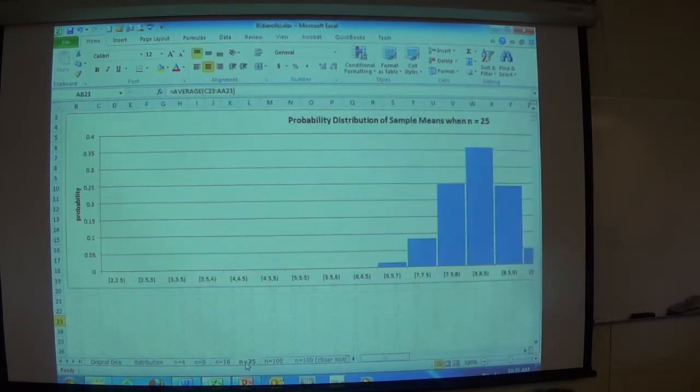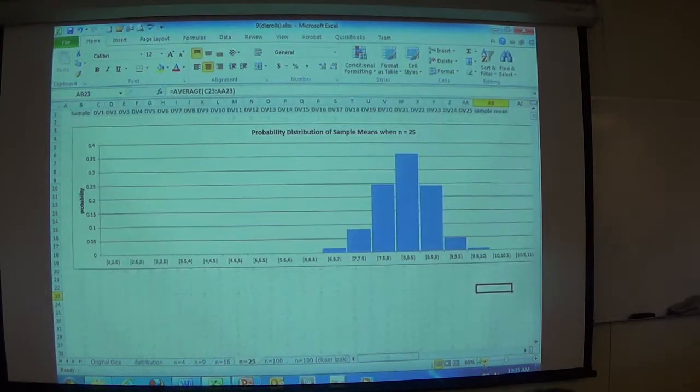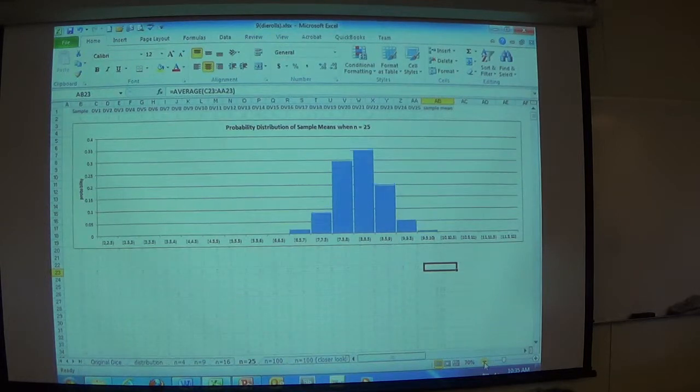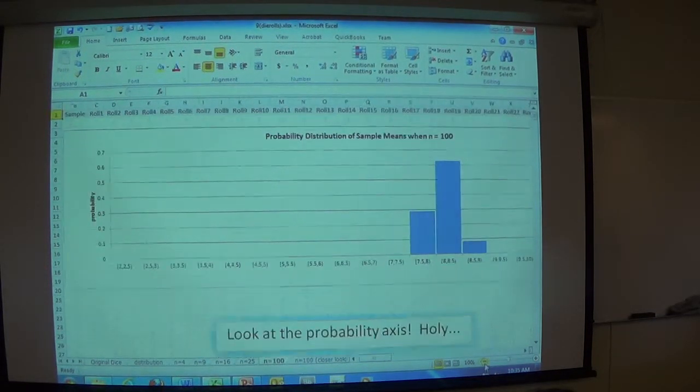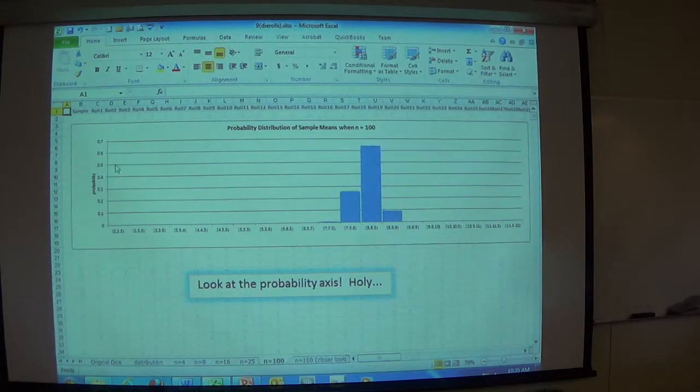Here's 25. Here's 25. Okay? And finally, here's 100. Now this looks almost ridiculous. Almost 60% of the data is falling in the 8 to 8.5 bar. And this is where, Danny, you made me think of it yesterday when you said, wait a minute, with your red curve on the board, you said, it doesn't really look like a bell curve anymore because there's so few bars. So here's what I did.